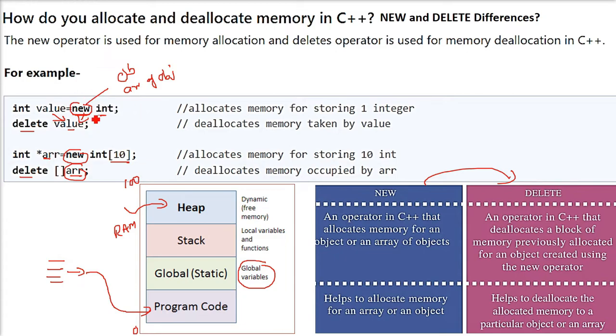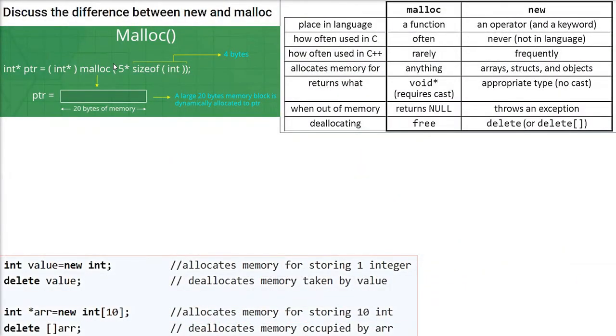So what is the benefit of new? It helps to allocate memory for an array or an object or whichever construct there is in your programming language. Now delete is going to deallocate the allocated memory.